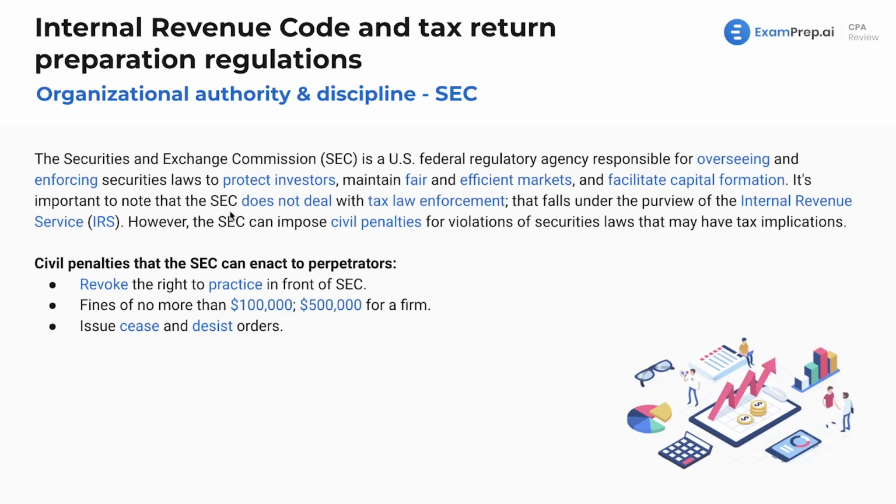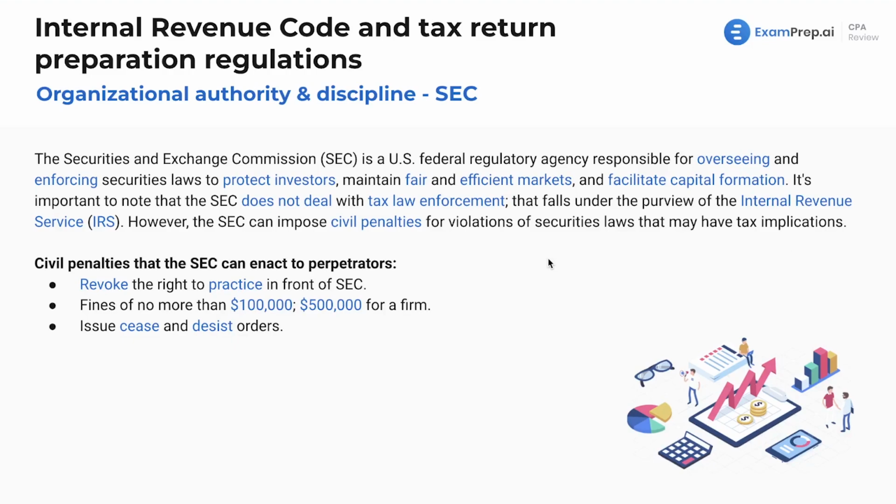It's important to note that the SEC does not deal with tax law enforcement. That is going to fall under the IRS. However, the SEC can impose civil penalties for violations of securities laws that may have tax implications. Why are we talking about the SEC? Well, on the exam, the Securities and Exchange Acts of 1933 and 34 used to be tested. They're not really tested anymore at all. And obviously within that, we have the SEC. So that's why we talk about the SEC.